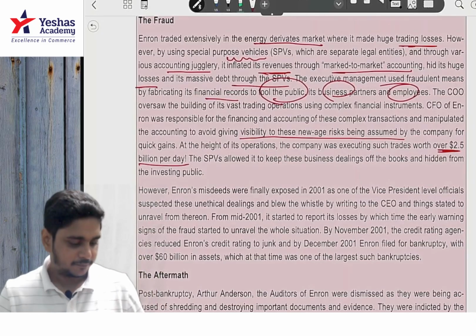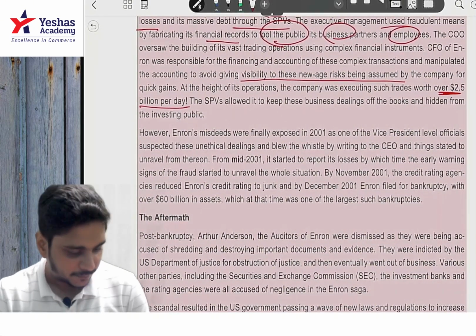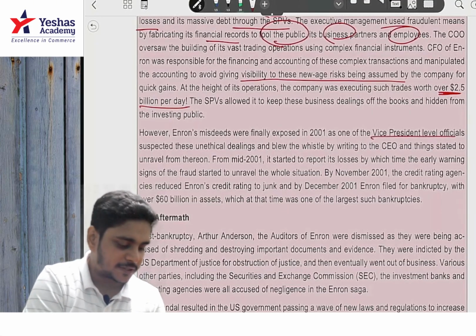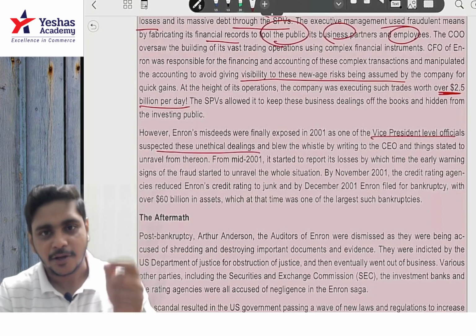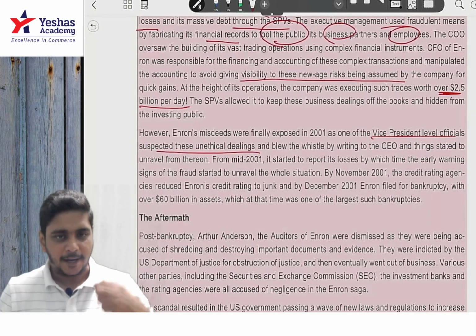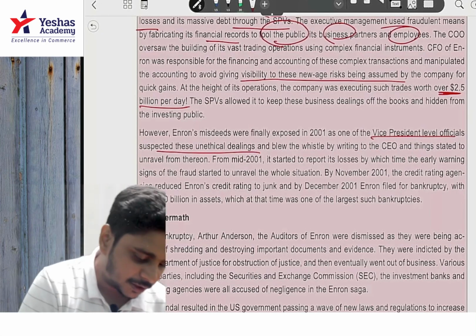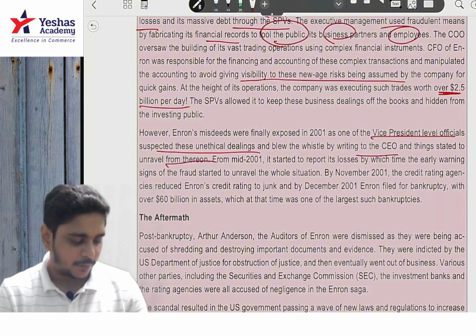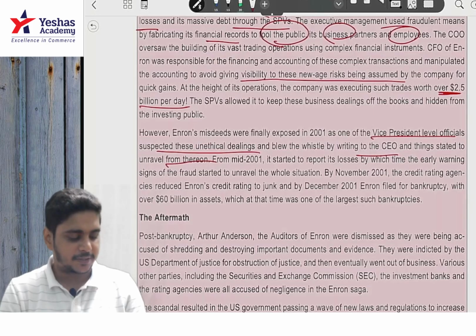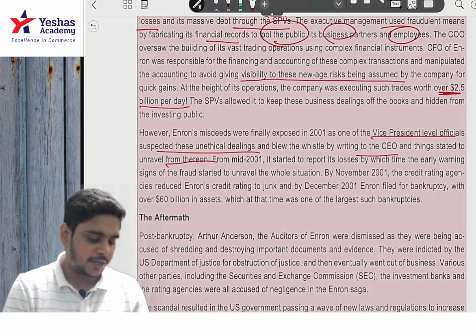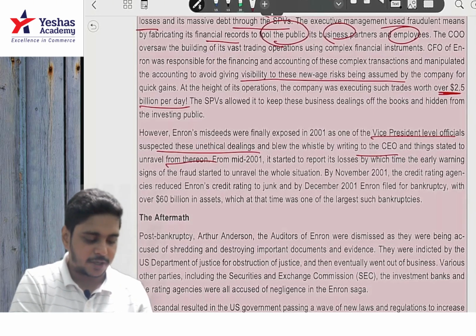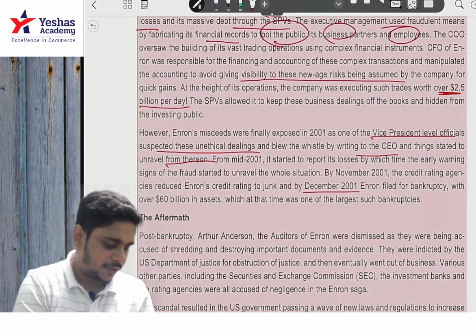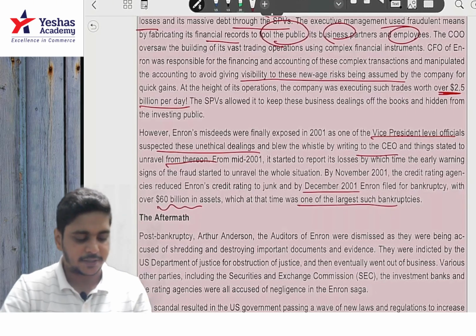all loss. However, Enron's misdeeds were finally exposed in 2001 as one of the VP level officials suspected these unethical dealings. So the VP saw this and blew the whistle by writing to the CEO, and things started to unravel from there. From mid 2001, it reported losses, the early warning signs of fraud. By November, the credit rating was reduced to junk, and by December 2001, Enron filed for bankruptcy with $60 billion in assets, which at the time was one of the largest bankruptcies.